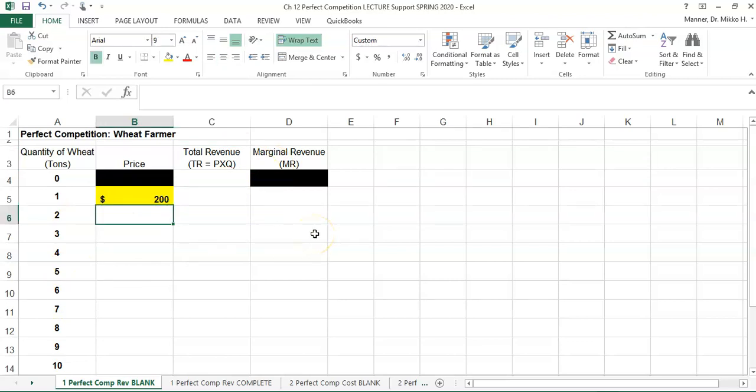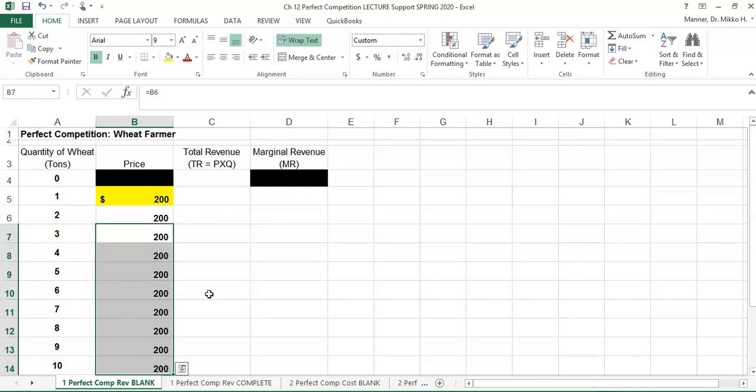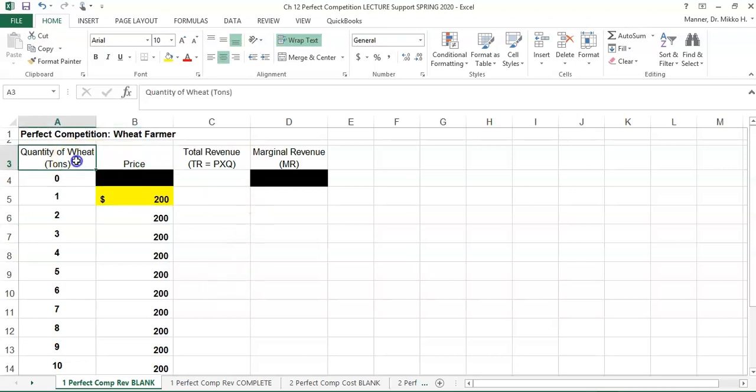So what does it mean? They can sell as much as they want at the market price. Well, if the market price is $200, they can sell as much as they want at $200. So that means no matter what quantity they sell, the price, think about price whenever you buy something, it's how much you pay for a gallon of gas or a quart of milk or whatever it is you're buying. Total revenue, as always, is simply price times quantity.